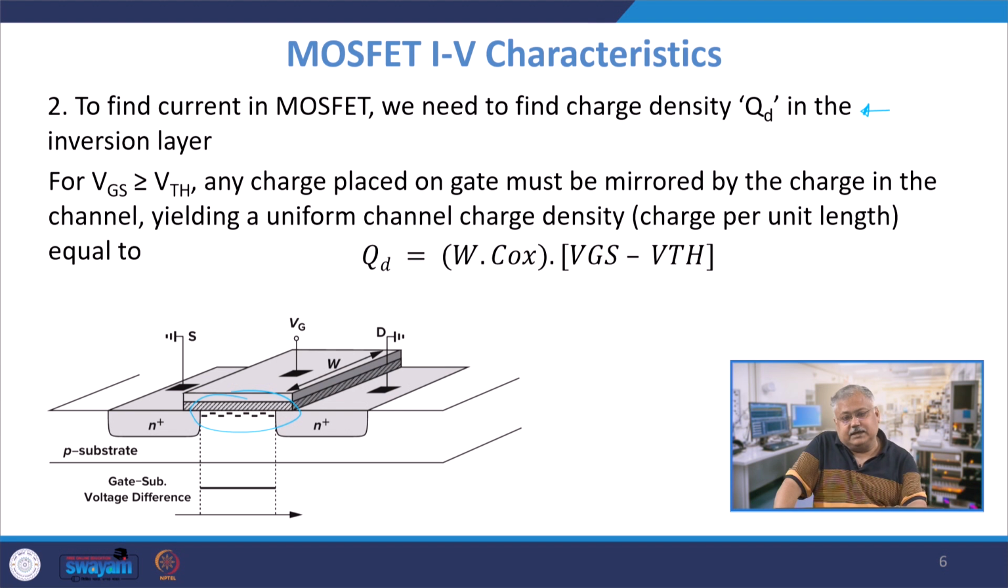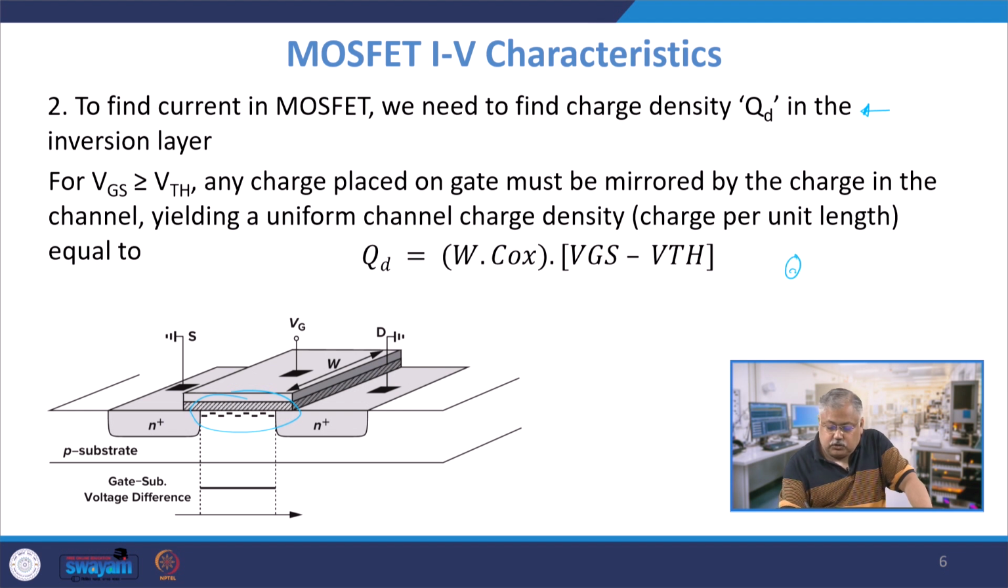So, the total charge density should remain the same, and that is the reason I have written that any charge placed on the gate must be mirrored by the charge in the channel, and therefore, they will give me a uniform charge density. It is given by this: QD is equal to W, the width of the channel, multiplied by Cox. Cox is the oxide capacitance per unit area, multiplied by VGS minus VTH. Let us see what these charges are. Let us go one by one.